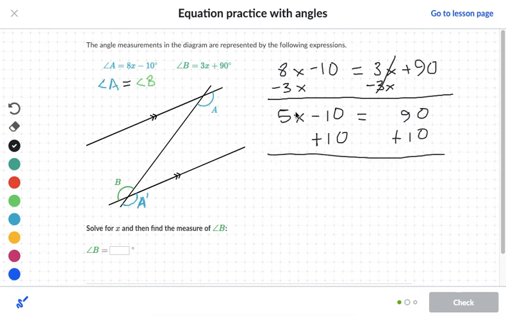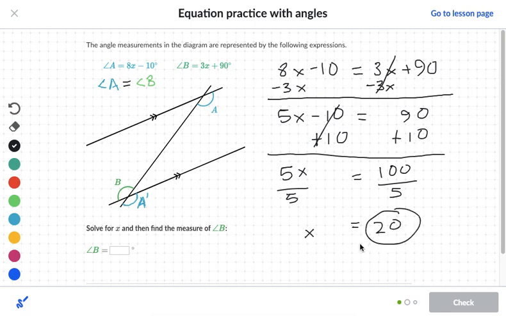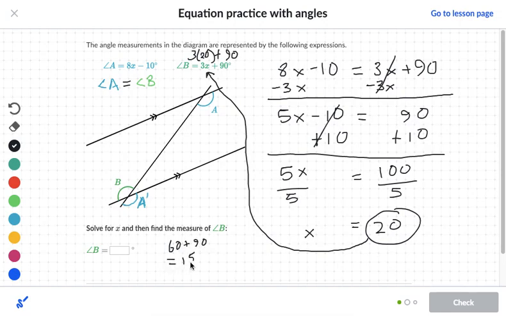Right? Because we now have the x on one side, we want to get rid of everything that is alongside it. So that is going to give us 5x equals 100, and dividing by 5 on both sides is going to give us x equals 20. Again, don't forget the final step. Take the 20, plug it into your equation. So we've got 3 times 20 plus 90, which is 60 plus 90, which is equal to 150. Okay? And that makes sense when we look at this.